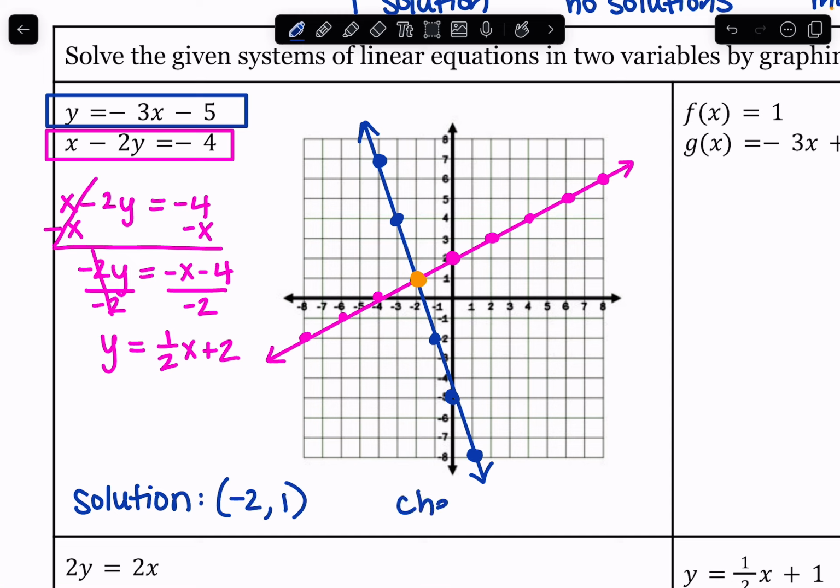And if we wanted to check our answer, just a side note, to check our answer, we can plug in to both equations. So if -2, 1, we could plug it into both of the equations and it would work. Or we did something wrong.